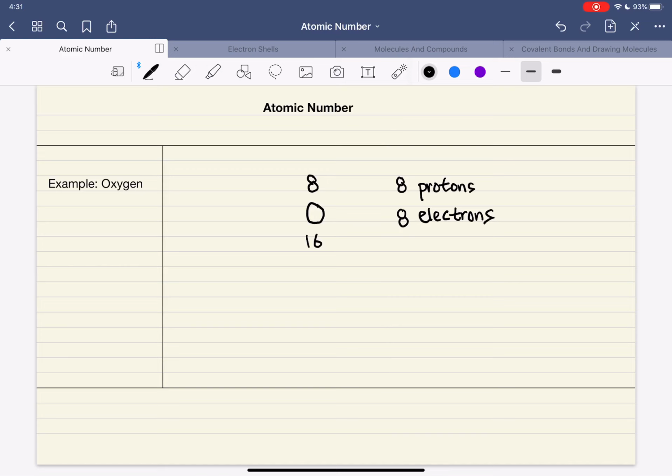Okay, but we're talking now about this bottom number, the mass number. And that mass number, which I will always provide as a whole number, is equal to the number of protons plus the number of neutrons.